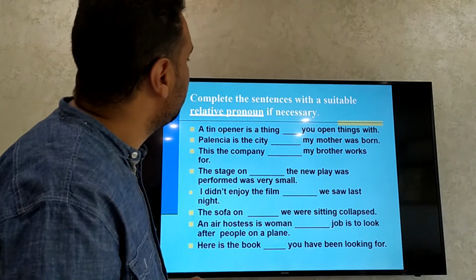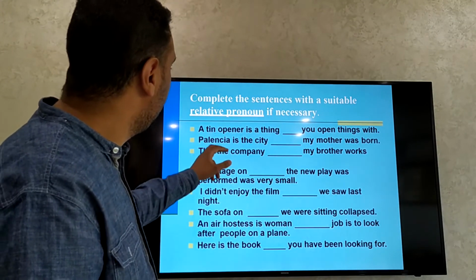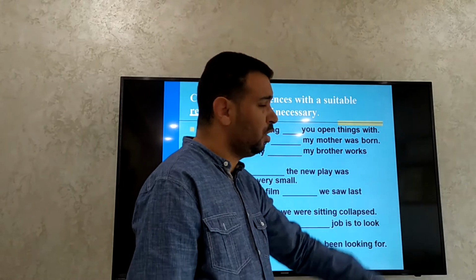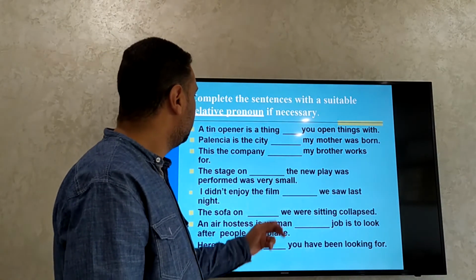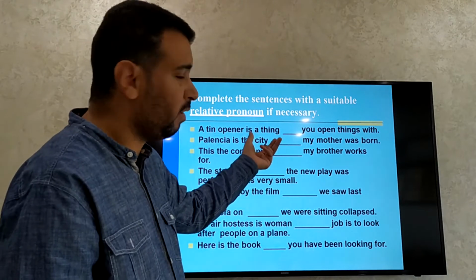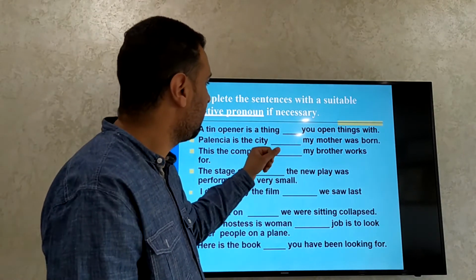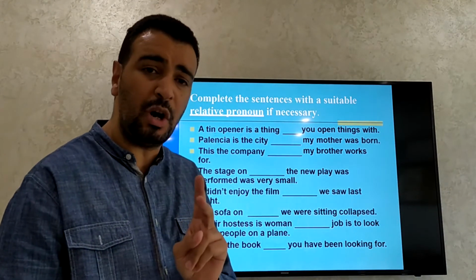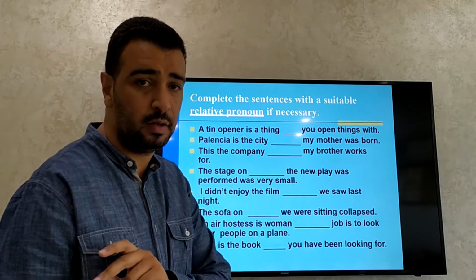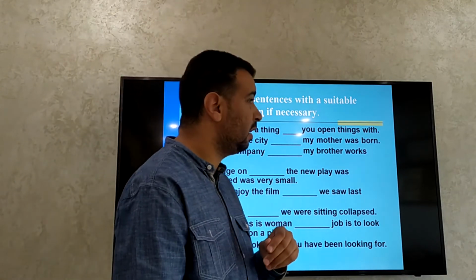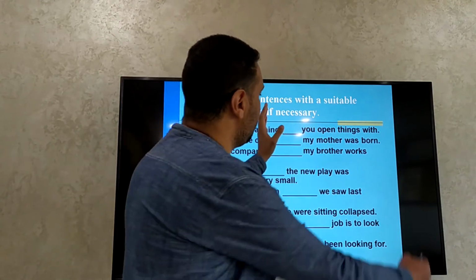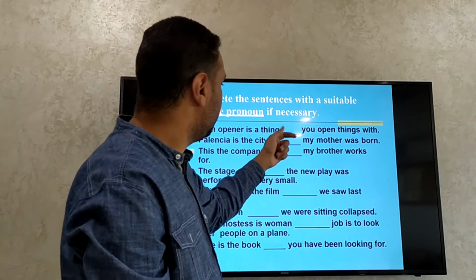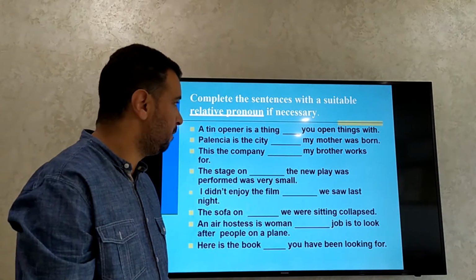Now, next page, complete the sentences. Okay, next same exercise. "A tin opener is a thing you open things with." Okay, so we're talking here about an object. The relative pronoun is "which". So a tin opener is a thing which you open things with. The second question is, can I remove it? I think you know the rule. If it is subject, no. If it is an object, yes. So right here in this part of the sentence, "you open", "you" is the subject, and the tin opener is the object. So yes, it is possible.